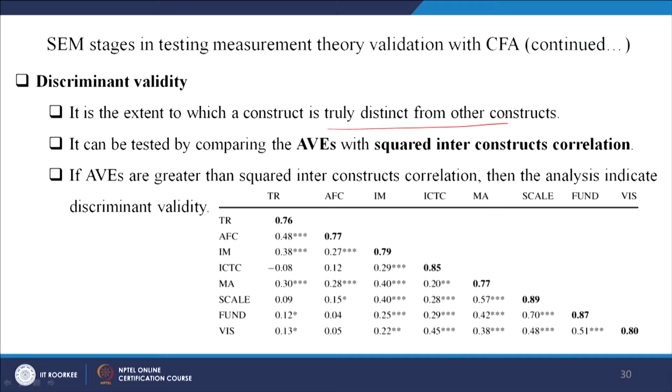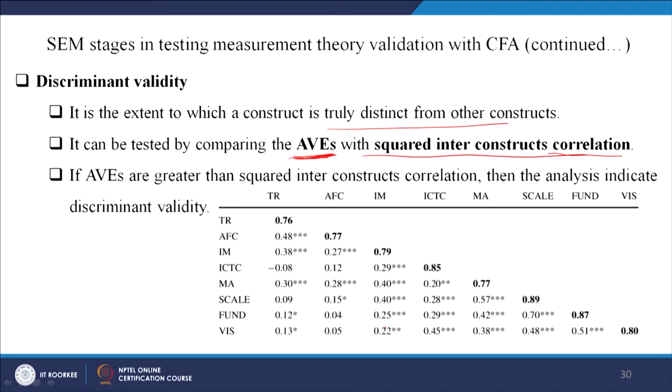Now, coming to the next thing, as I had said, after convergent validity there is something called discriminant validity. Discriminant validity is the extent to which a construct is truly distinct from the other constructs, okay. It can be tested by comparing the AVE. How do you check it? You can do this by comparing the AVE, the average variance extracted, with the squared inter-construct correlation.